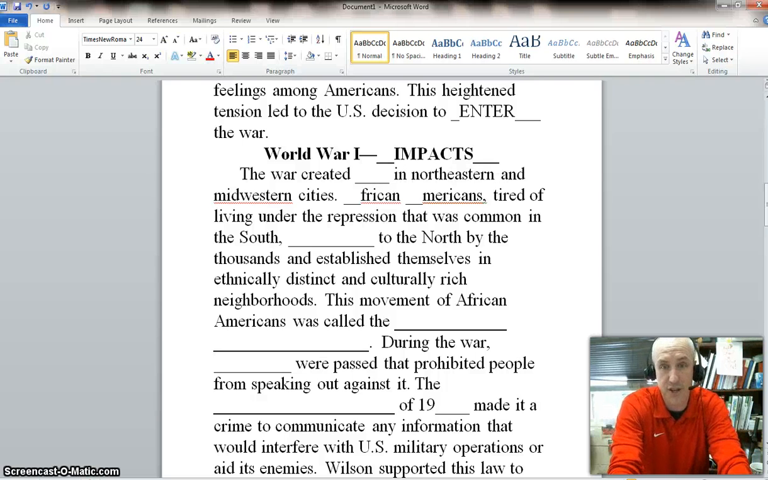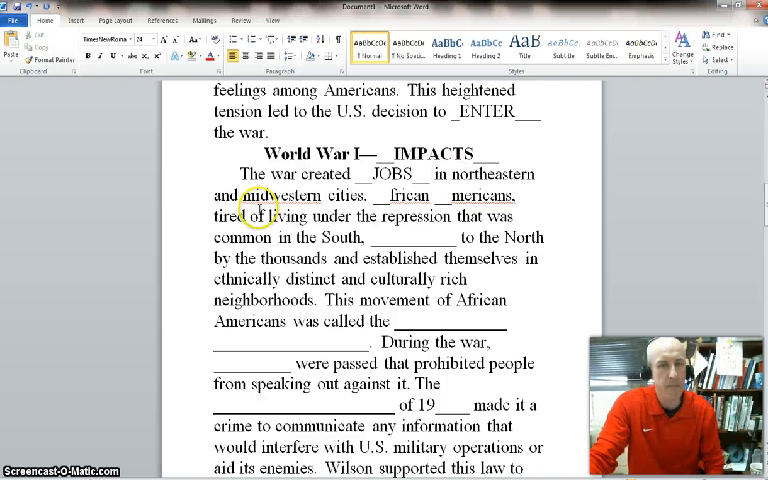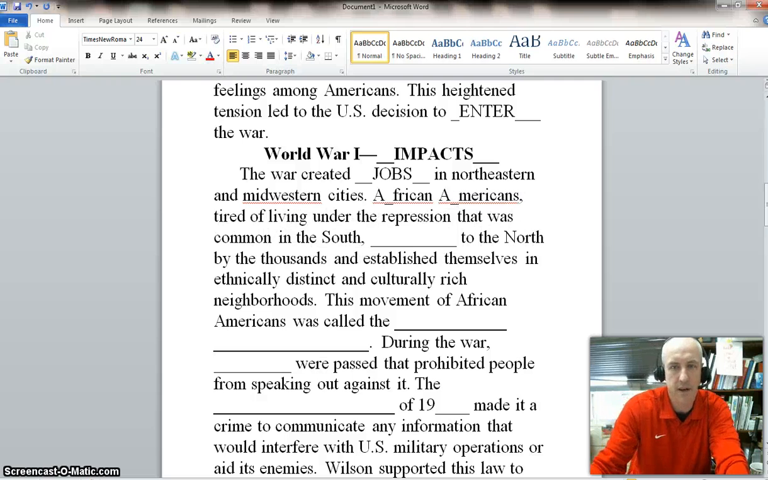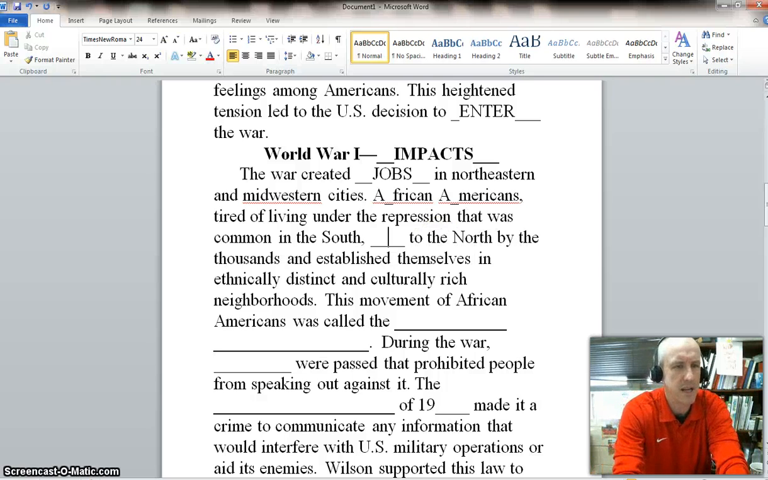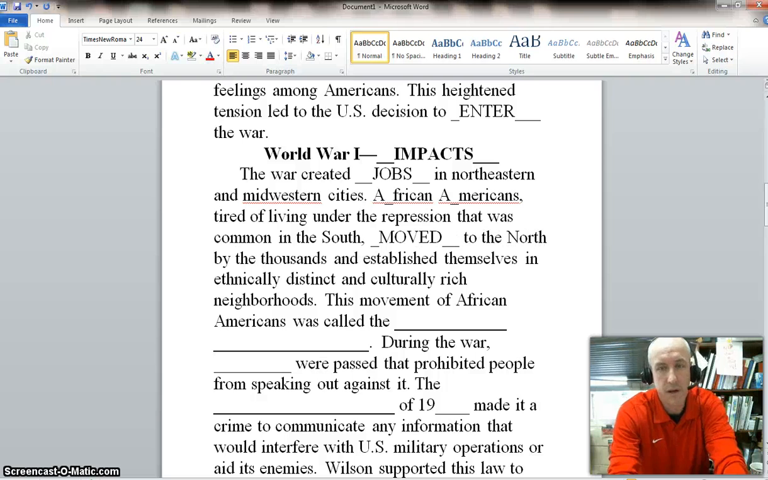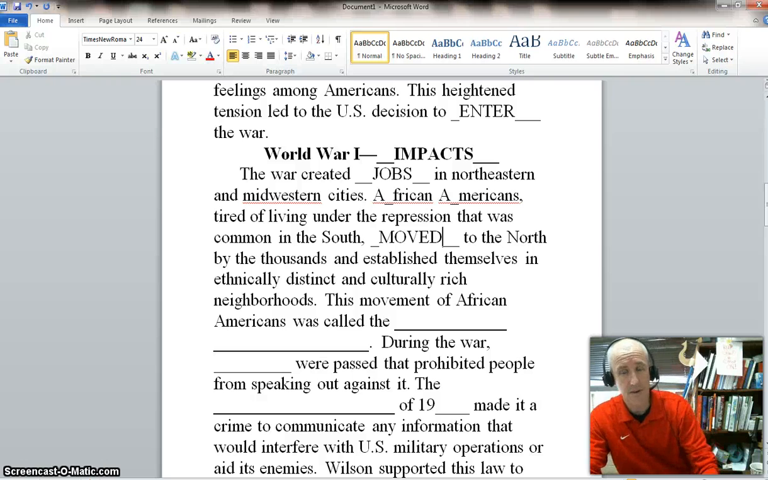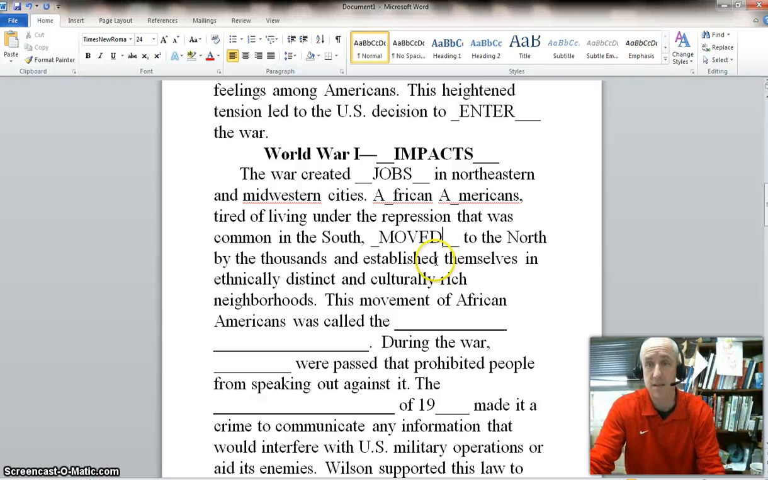War always does this, created jobs in northeastern and midwestern cities. African Americans, tired of living under the repression that was common in the South, they were tired of it. Guess what they did? They moved to the North. So all this war's going on. You know, those African Americans sick and tired of the South. There are going to be some jobs in the North for them. So they moved to the North by the thousands and established themselves in ethnically distinct and culturally rich neighborhoods.